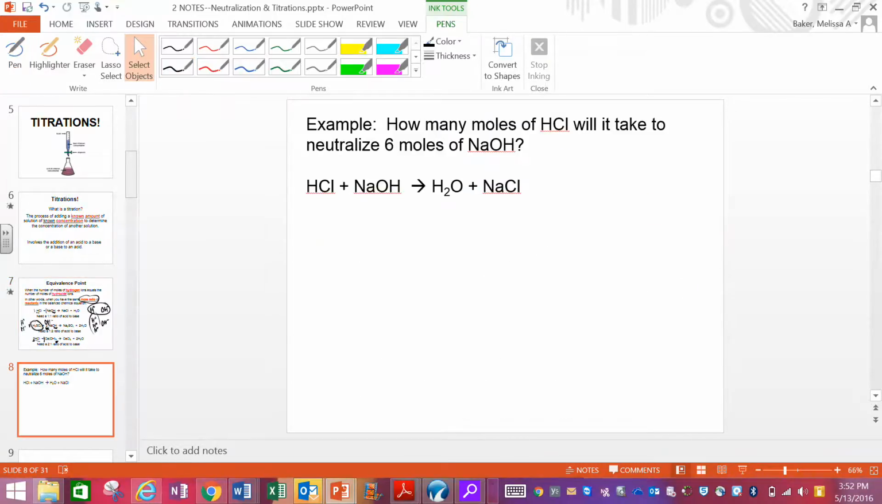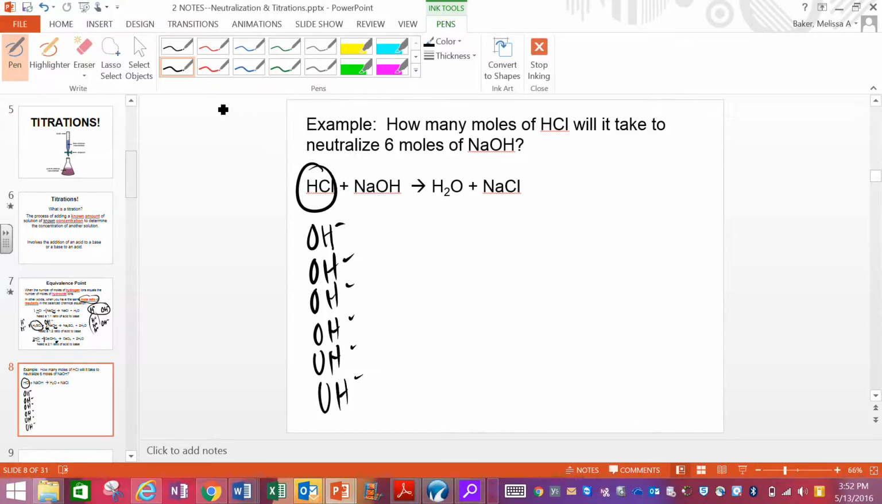All right, let's do some practice. How many moles of HCl will it take to neutralize 6 moles of NaOH? Well, we can do this a couple ways. Let's say each of my hydroxides is representing 1 mole. 1, 2, 3, 4, 5, 6. How many hydrochloric acids is it going to take to cancel those out? It's going to take 6 moles worth because it's a 1-to-1 ratio.